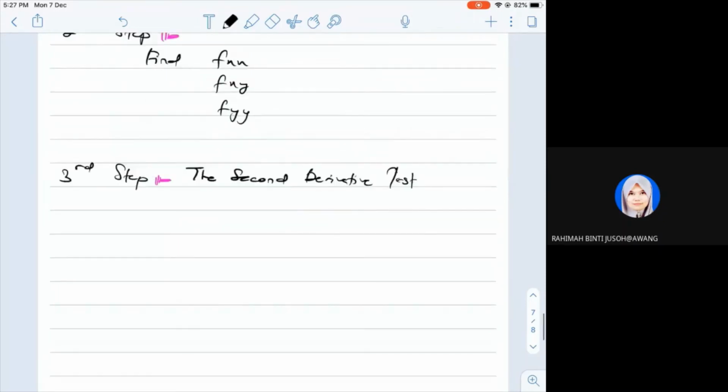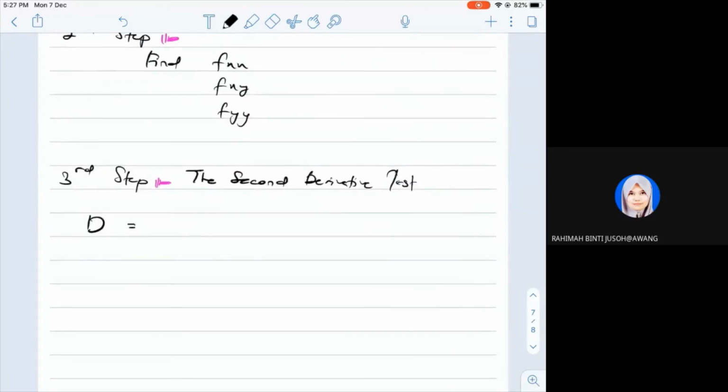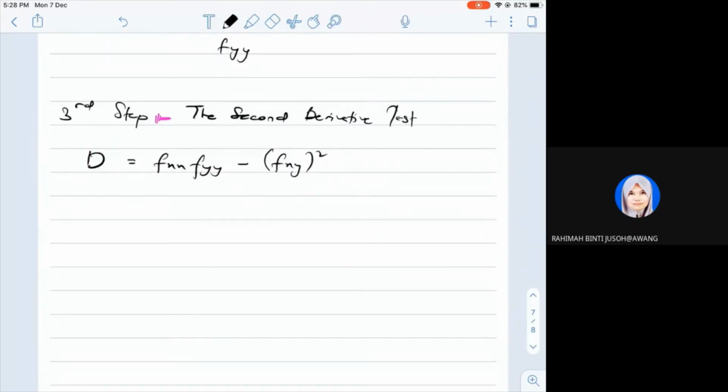Okay, the second derivative test, denoted as D. D equals fxx multiplied by fyy minus fxy squared. There are 4 types of conclusion, and it depends on the value of D. So conclusion number 1, if your D is greater than 0.